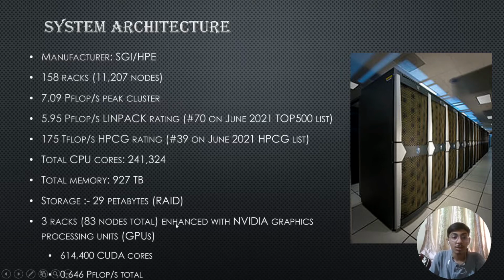And the main thing, why it's a supercomputer and why it's important, is that it has 3 racks, 83 nodes total, enhanced with NVIDIA GPUs, graphics processing units. This is a very important part in these supercomputers. That's why we can perform very hard tasks, like rendering graphics. We can easily see 3D graphics on these supercomputers with the help of the GPU. It has 614,400 CUDA cores, and this is its speed.